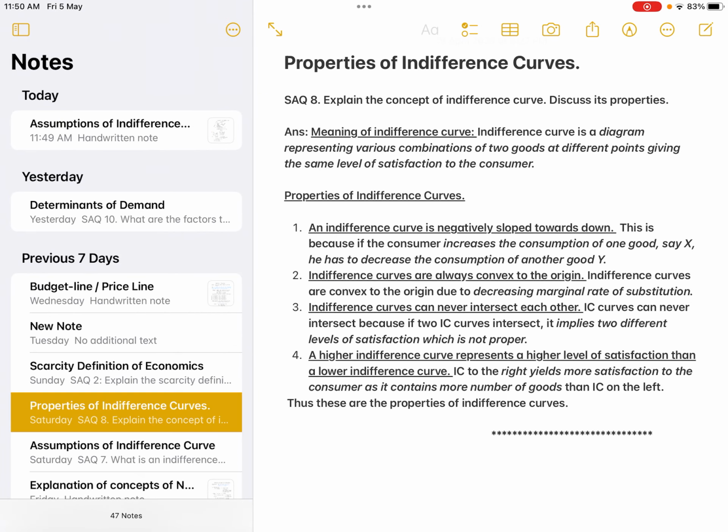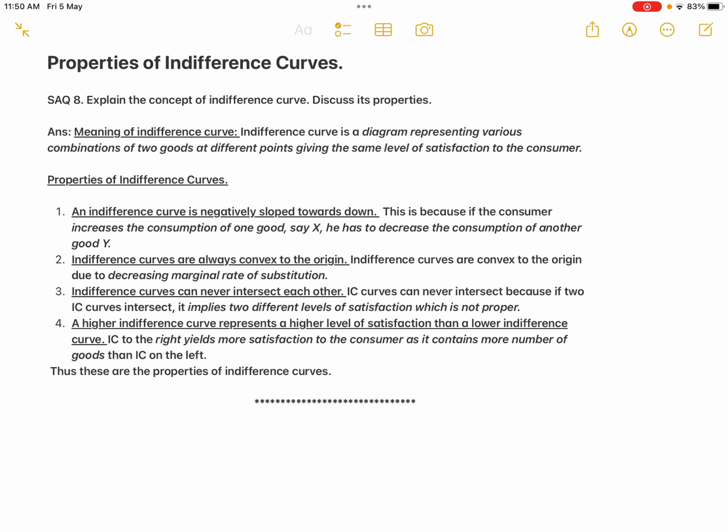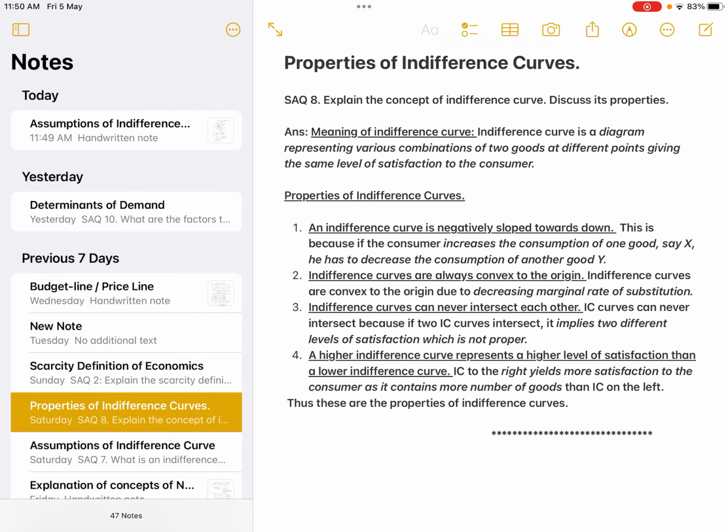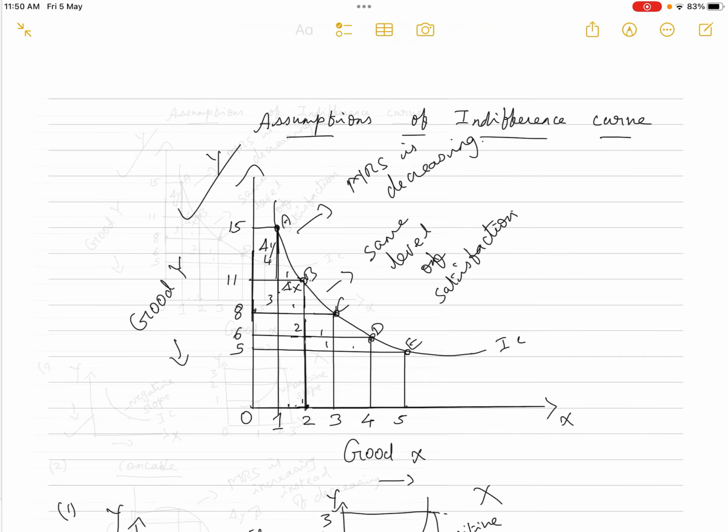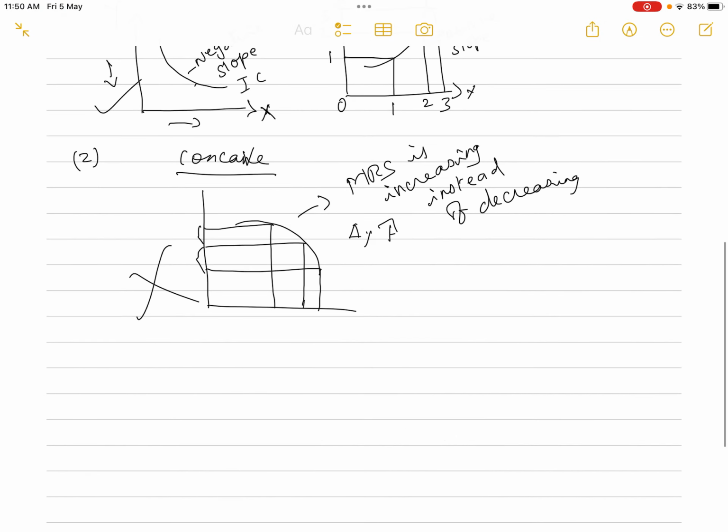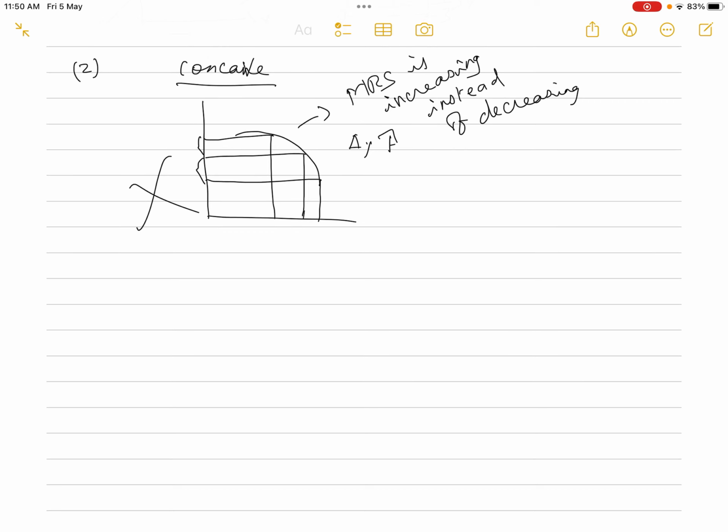Now let us move on to the third property. Now what is the third property? Indifference curves can never intersect each other. IC curves can never intersect because if two IC curves intersect, it implies two different levels of satisfaction, which is not proper. Again, moving on to the diagram. If I explain to you with the help of a diagram, it will be easy for you to understand. Now the third property, what does it say? Indifference curves should not intersect with each other.